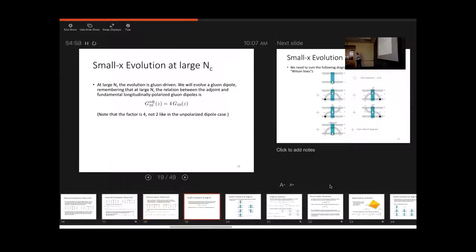So, taking a large Nc limit, you can make a dipole out of gluons, you can make a dipole out of quarks. So G adjoint is a gluon dipole, G is a fundamental dipole, and it turns out that in the large Nc limit the relation between them, with the same transverse size, has a factor of 4 here, which is different from a factor of 2. One is used to seeing that in the unpolarized case.